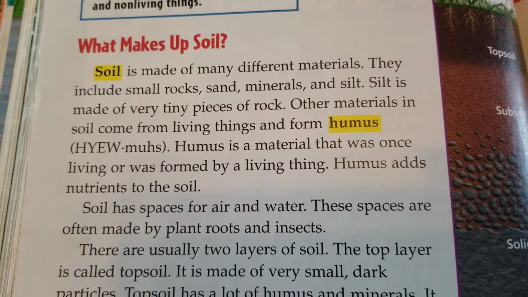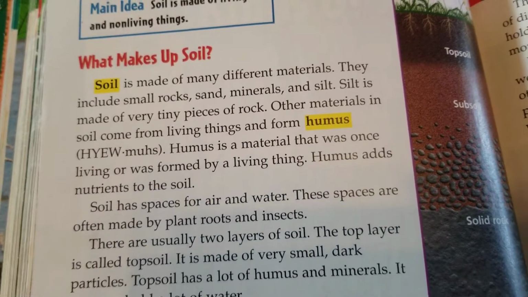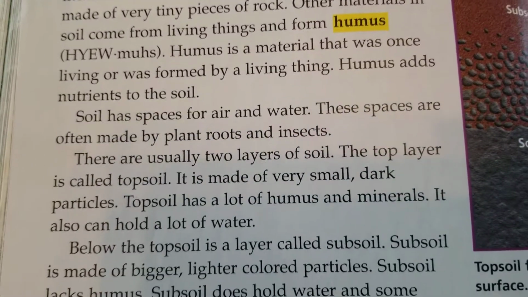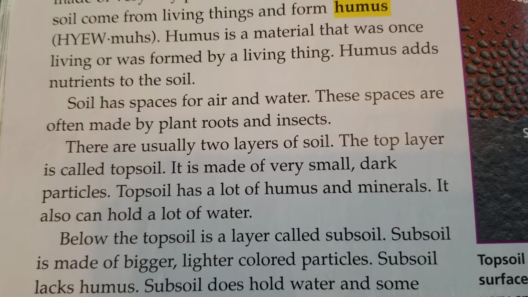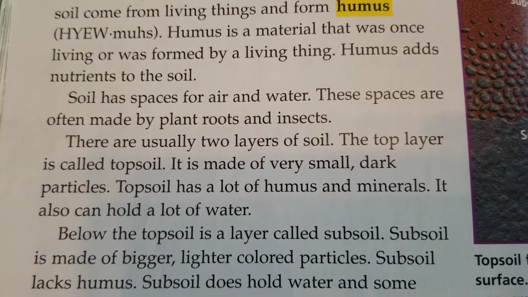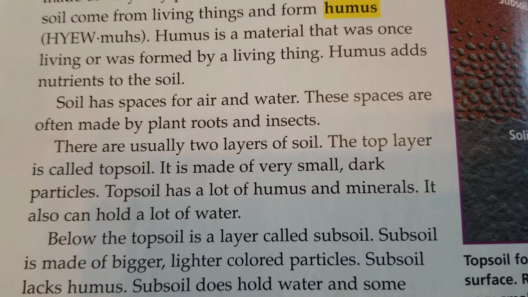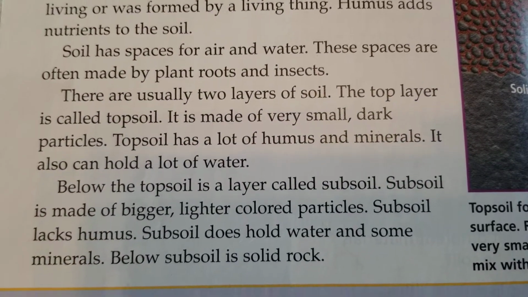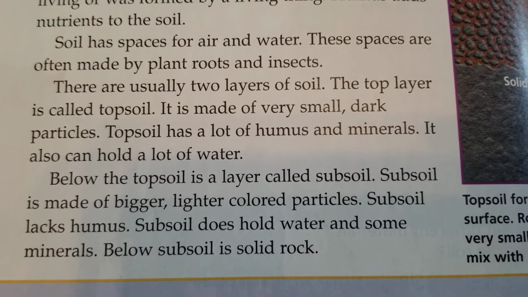Other materials in soil come from living things and form humus. Humus is a material that was once living or was formed by a living thing. Humus adds nutrients to the soil. Soil has spaces for air and water. These spaces are often made by plant roots and insects.